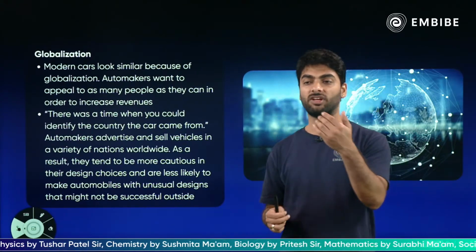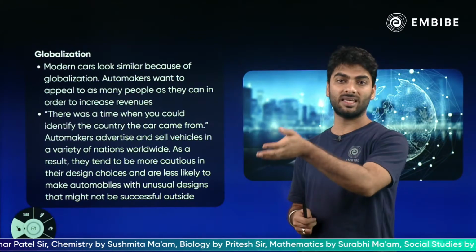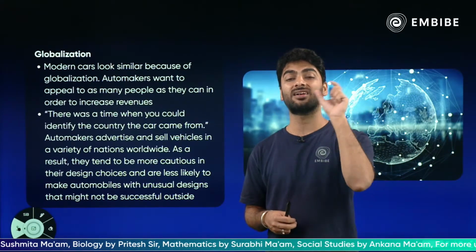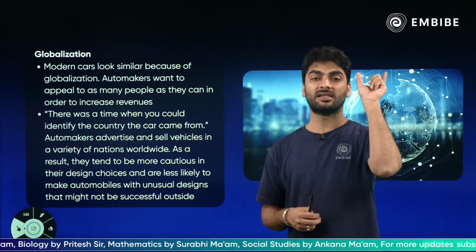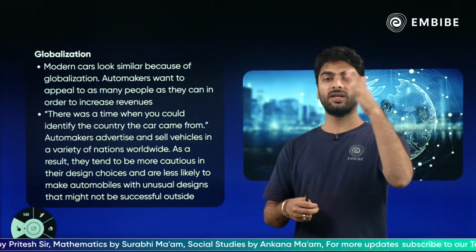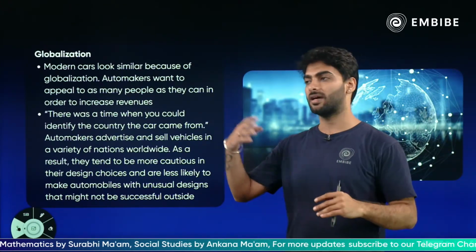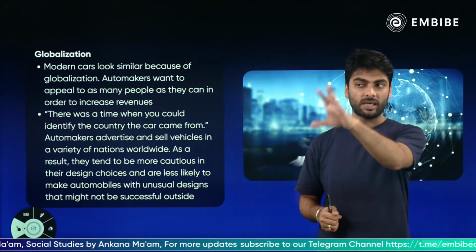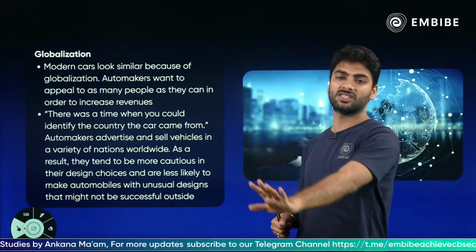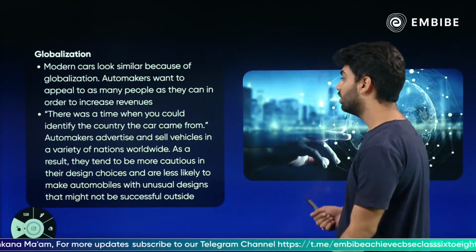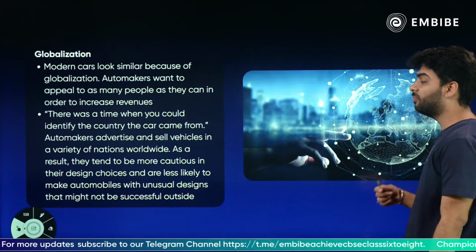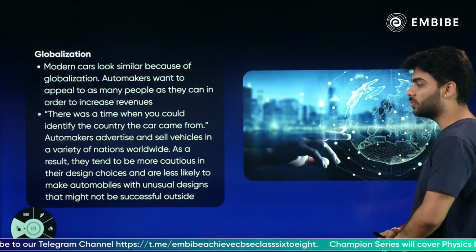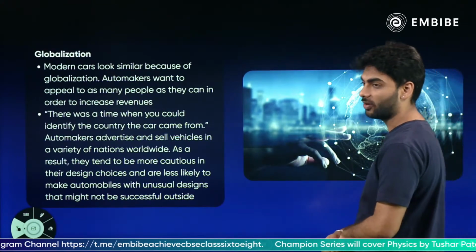You know, there was a time when you could just look at the car and say that this car is from this country, because that particular country had those design specifications. Like Korean cars had a particular design, Japanese cars had a particular design, then European cars had a particular design, and so looking at the car you could identify that this car is from this country. As a result, they tend to be more cautious in their design choices and are less likely to make automobiles with unusual designs that might not be successful outside.